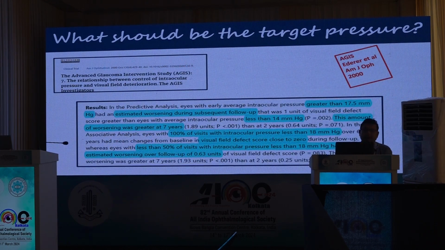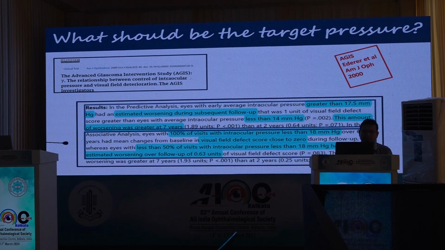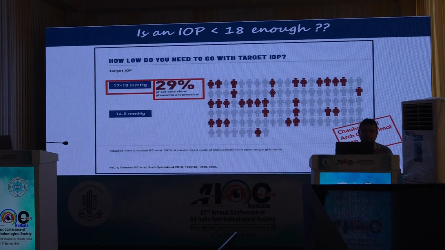Now, what should be the target pressure? The AGS had already put the value of 18 in our minds, the magic number of 18. But if you look very closely at this study, it showed that in the predictive analysis, eyes with average IOP greater than 17.5 still had an estimated worsening during the subsequent follow-up. However, for those with an IOP less than 14, the worsening was significantly less. So maybe we need to think whether an IOP of 18 or less than 18 is enough.